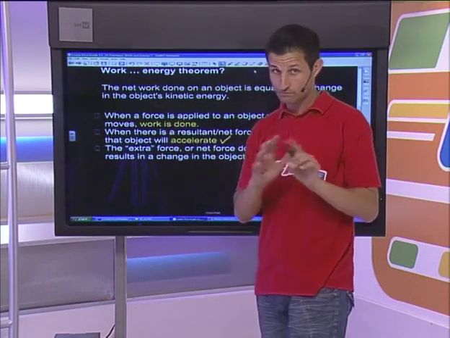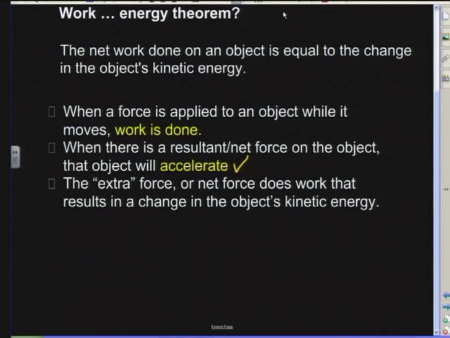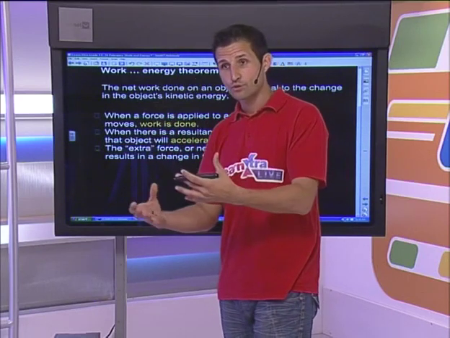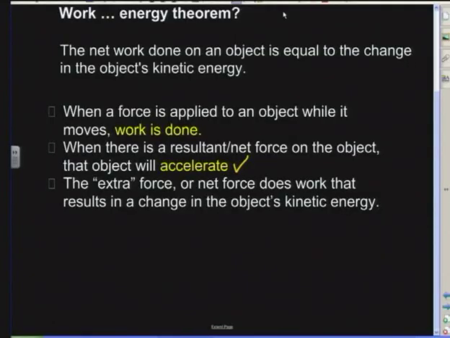Now here's the part which really ties it together. The extra force. Guys, the technical term for the extra force is force net, or your F resultant. Whichever way your teacher explained it to you, that extra force which is left over after you've added up all your forces, that extra force or net force does the work that results in a change in the object's kinetic energy. There it is. A change in the kinetic energy. So this is the thing which does the work. Work and energy. This is the work-energy theorem, guys. I'm tying the two together.